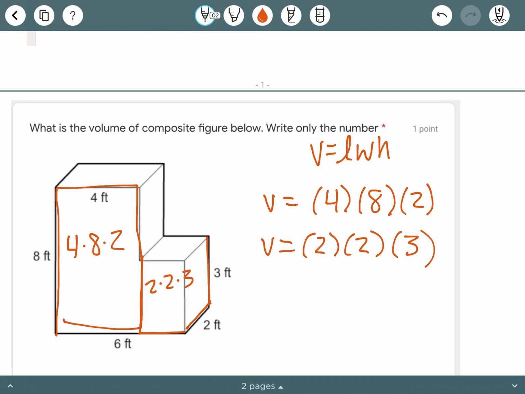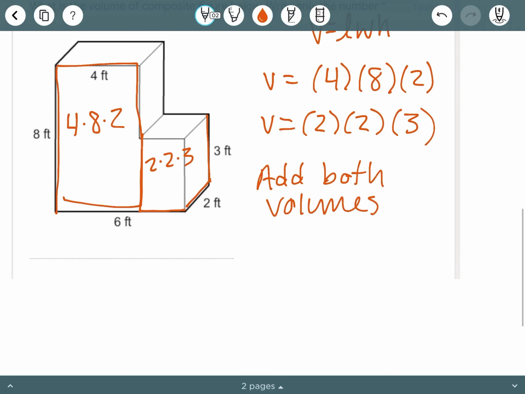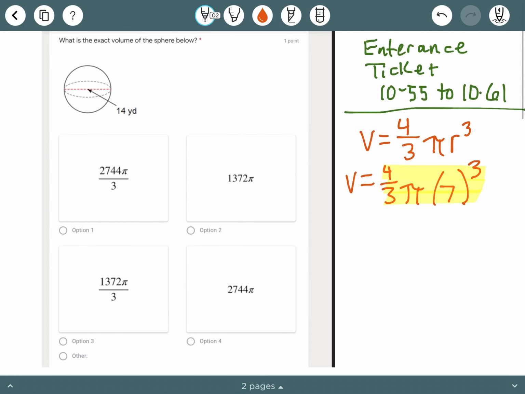Now that's not all we need to do. We want to find the total volume. So what we need to do as a final step is add both volumes. Now once you do that, you're just going to type the answer into the space, and that is all. That's the end of this entrance ticket.